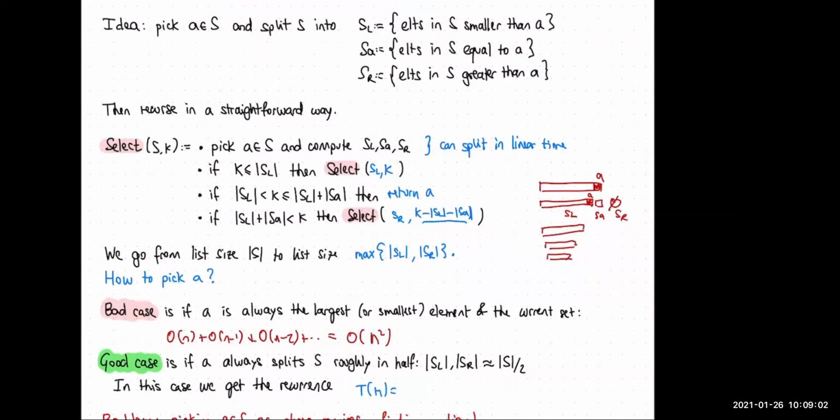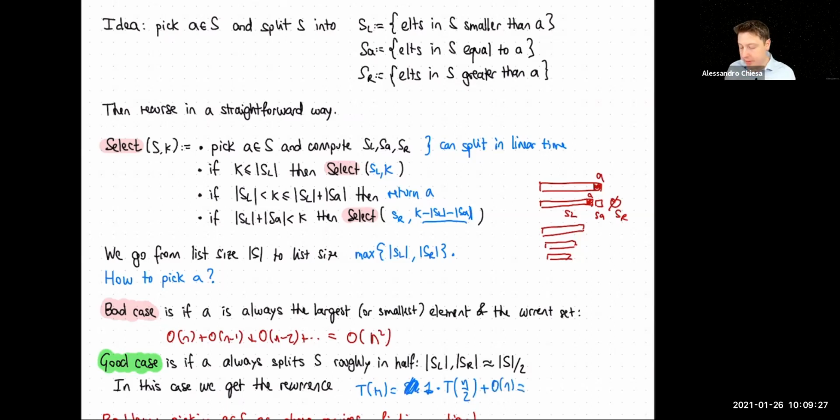2 T of n over 2. Is it 2 here? Remember that I'm recursing in only one branch, right? Just one. So it's not 2, it's 1. And then yes, times T of n over 2. And then plus, what is the recombination cost or the splitting cost? Order of n, right? Great.